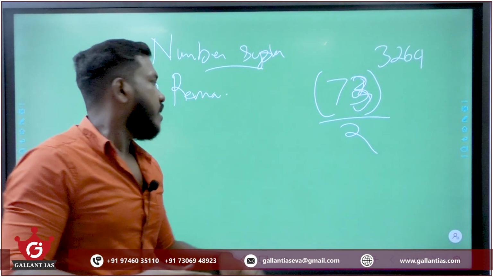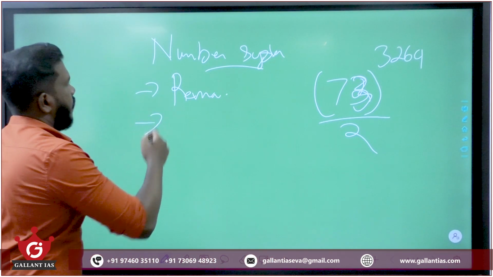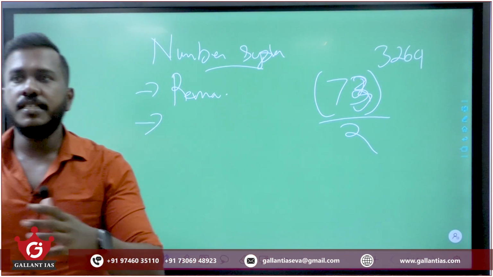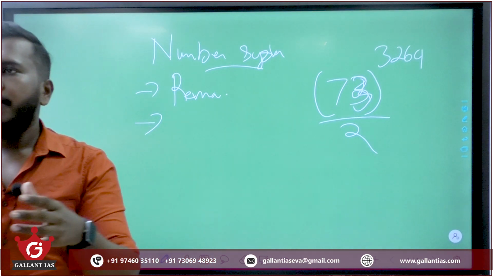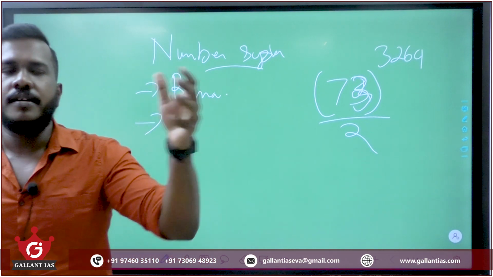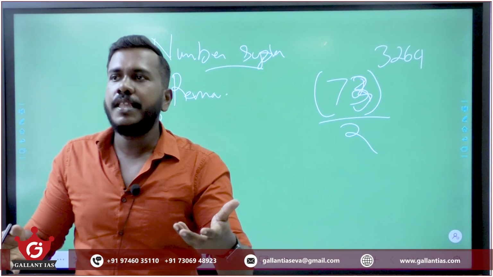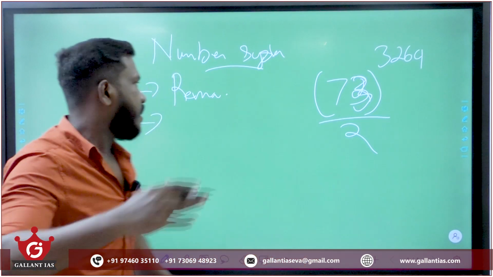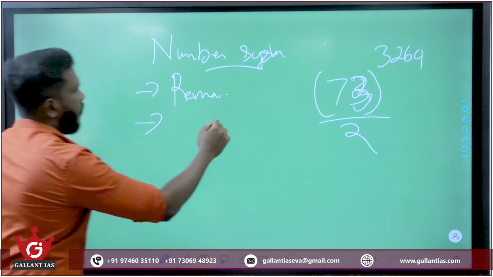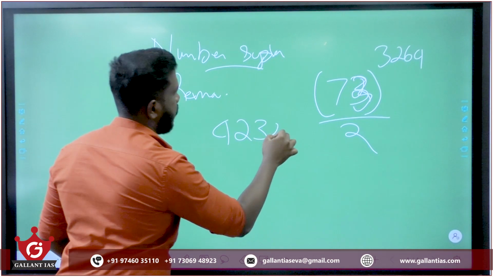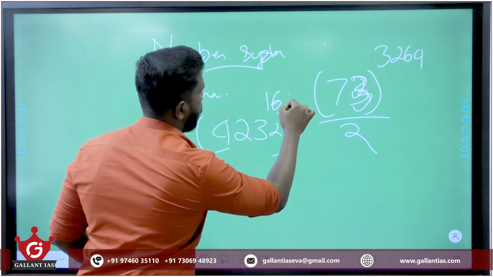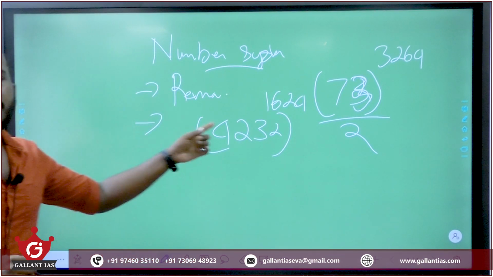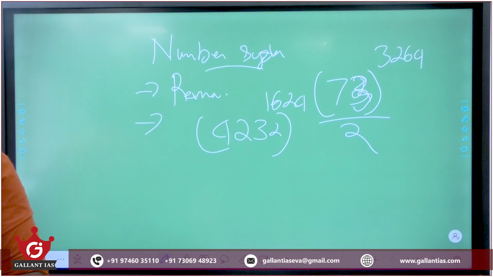Then we discussed another topic within the number system. We discussed finding the unit digit, right? The unit digit of a number. A number is given, and what will be the unit digit when we are expanding that number? For example, what will be the unit digit when you are expanding 4232 the whole raised to 1624? Likewise, you had seen certain questions.